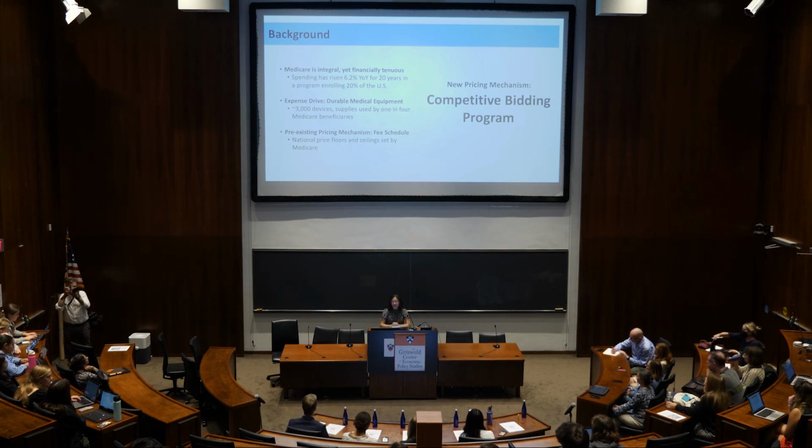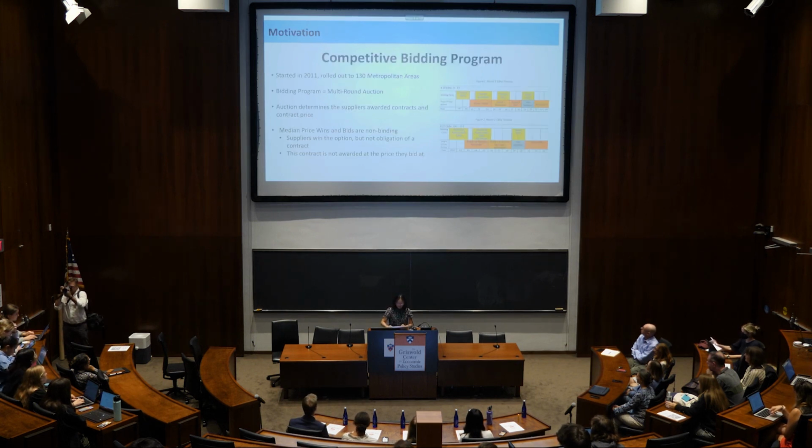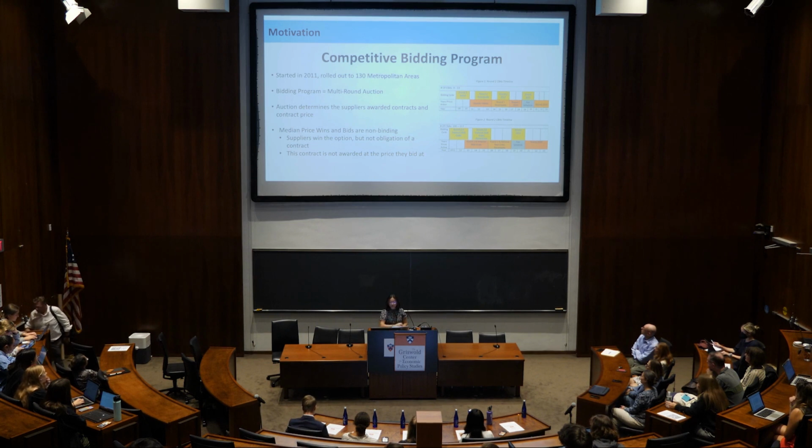And so before the competitive bidding policy was introduced, Medicare's durable medical equipment prices were determined by national price floors and national ceilings set by Medicare lawmakers, and each state had very limited flexibility in deciding a price within this floor and ceiling. So what changed in order to drive this event study? In 2011, Medicare began the competitive bidding program and would eventually roll out this program in about 130 cities and their surrounding suburbs. And so what I mean by bidding program is a multi-round auction process.